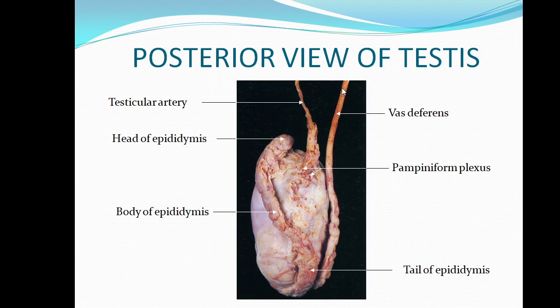Here, the testis and epididymis have been viewed from the posterior aspect. Here you can see the head of the epididymis, this is the body of the epididymis, and this is the tail, which is continuous with the vas deferens. And this is the testicular artery.